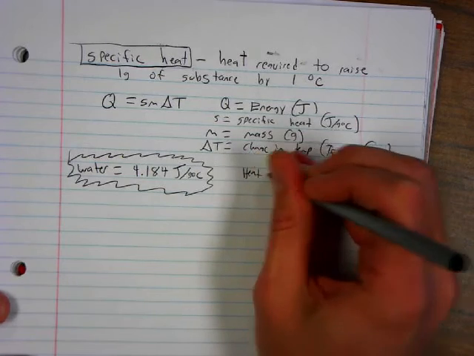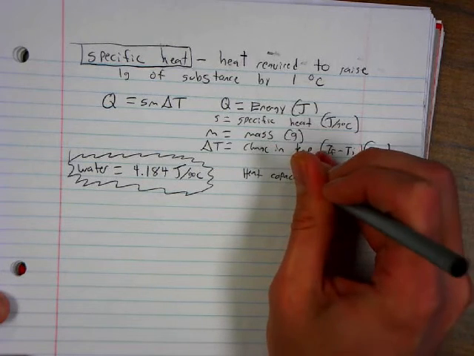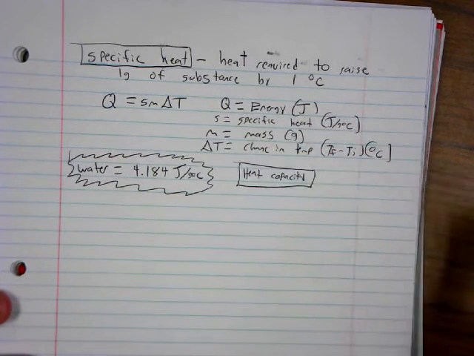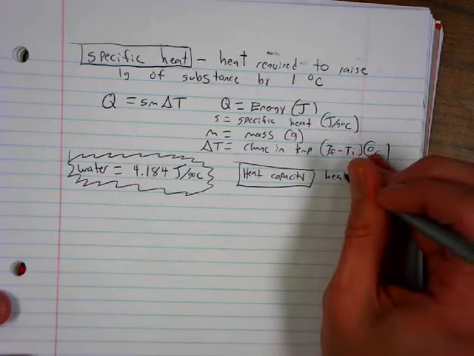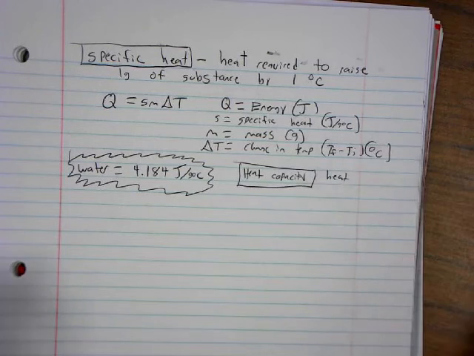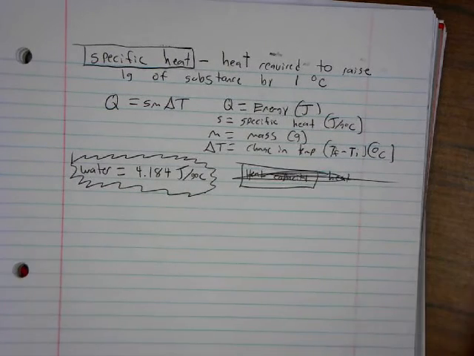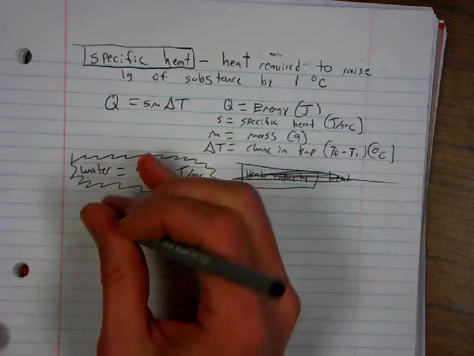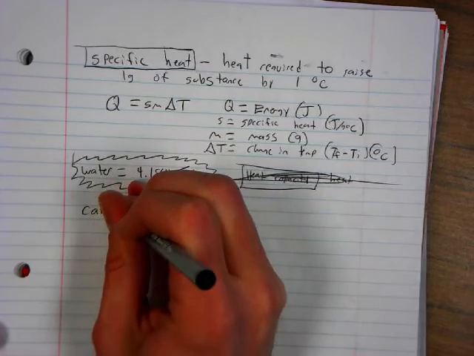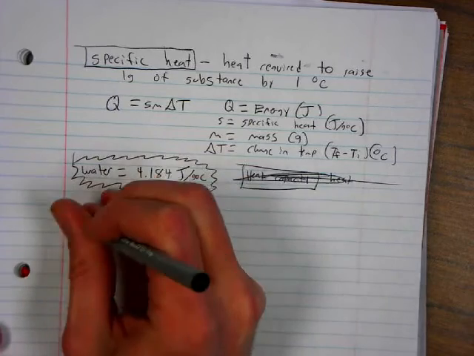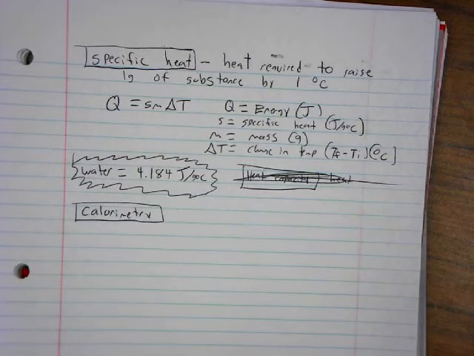Another definition is heat capacity. A little bit different, but basically the same. So heat capacity is the heat. Oh wait, I just said that. Yeah, that's the same thing. I already talked about that. We're good. Calorimetry. Let's skip that.